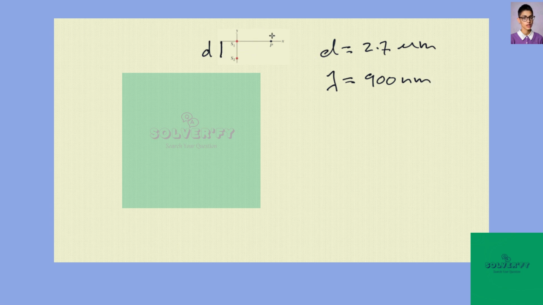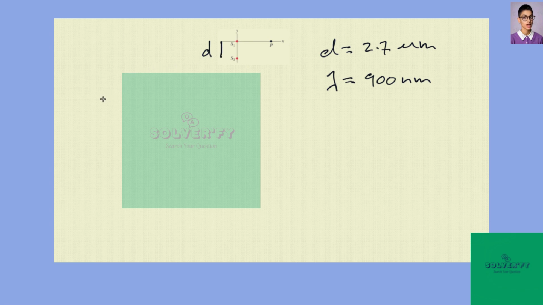And we're asked that if the two waves converge on the x-axis here at some point P, what is the biggest value of x? So how far along the x-axis can point P be for these to be completely out of phase? So for them to be completely destructive interference.